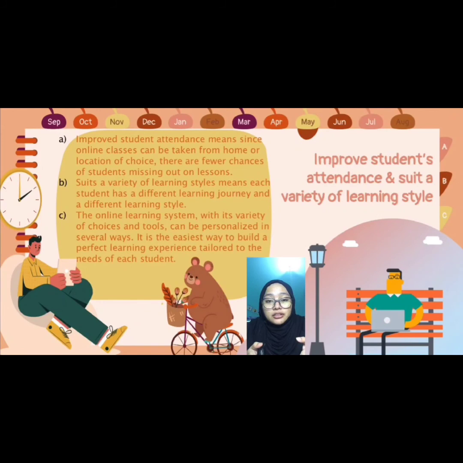Meanwhile, a variety of learning styles means each student has a different learning journey and a different learning style. Few students are visual learners, while others tend to learn by audio. Similarly, some students thrive in the classroom and others are single learners who are overwhelmed by big crowds. The online learning system, with its variety of choices and tools, can be personalized in several ways. It is the easiest way to build a perfect learning experience tailored to the needs of each student.